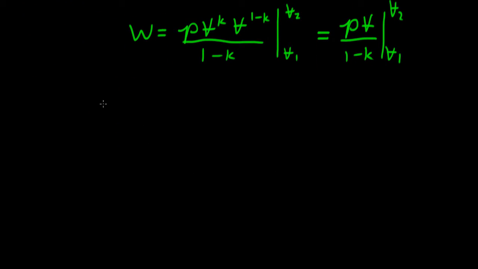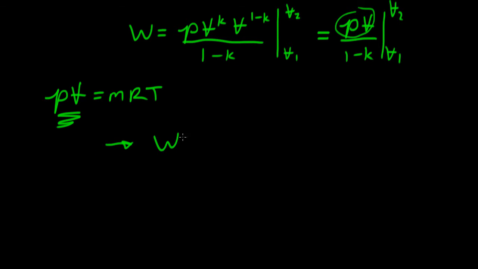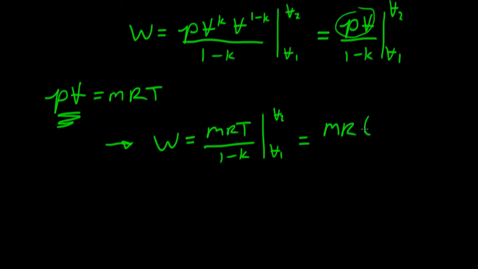Assuming that the combustion products behave as an ideal gas, we can write the ideal gas equation for any state of our system: PV equals mRT. Substituting the PV into our work equation, we see that the work is equal to mRT over 1 minus k, evaluated at V1 and V2, which is simply equal to mass times the specific gas constant times T2 minus T1, divided by 1 minus k.